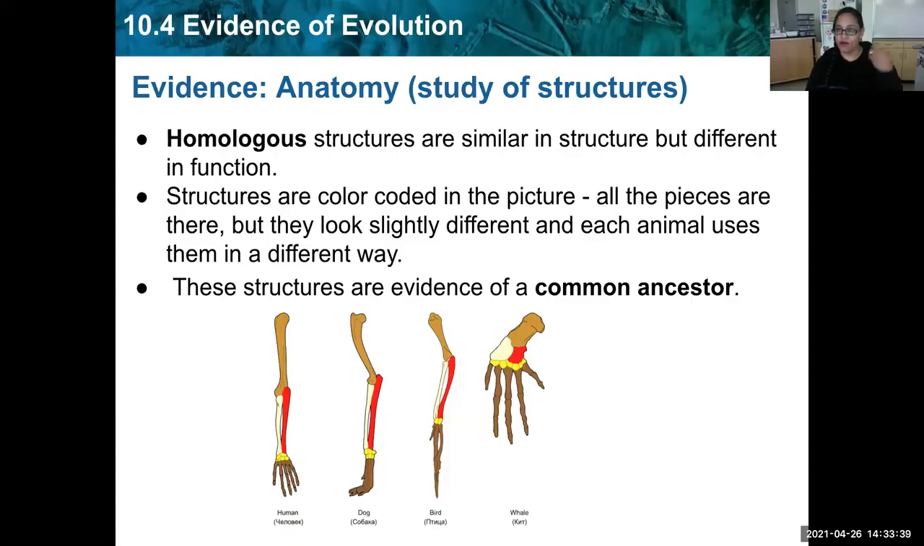So we know our arm bones. We have a radius, we have an ulna, we have a humerus, we have wrist bones, we have fingers. Well, dogs, birds, and whales have all those same bones. They each use them in a different way to walk or to swim or to fly, but the structure is the same beneath all the skin and muscles. So these are homologous structures, and these are evidence of a common ancestor.